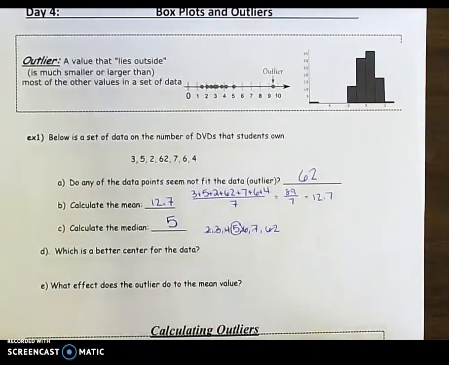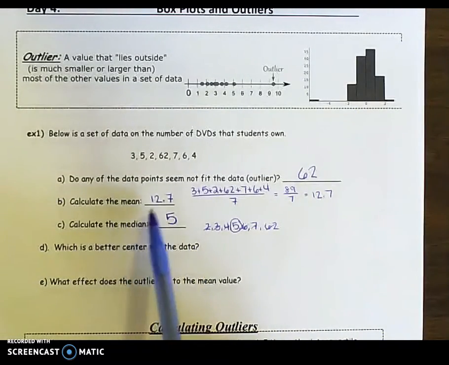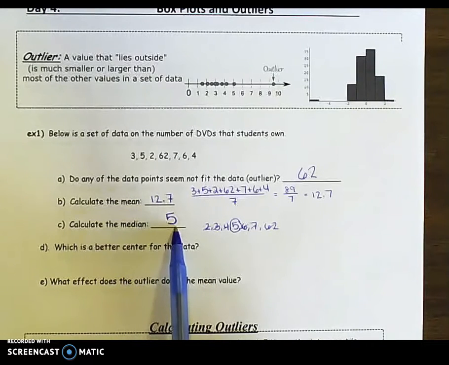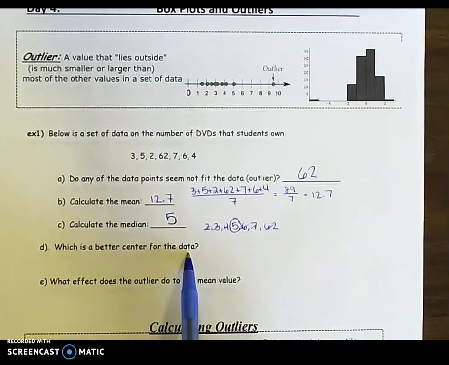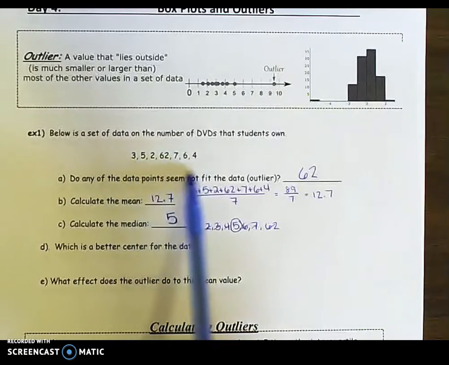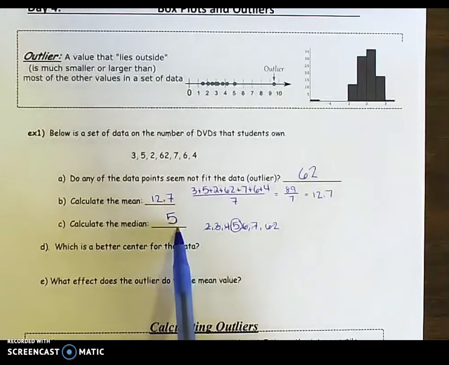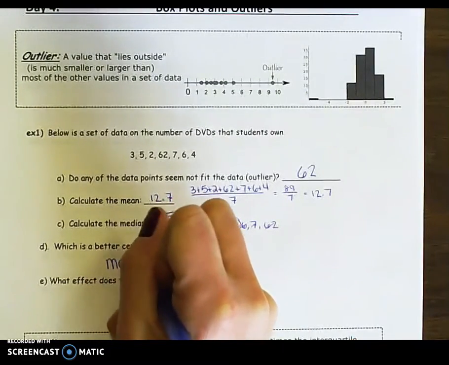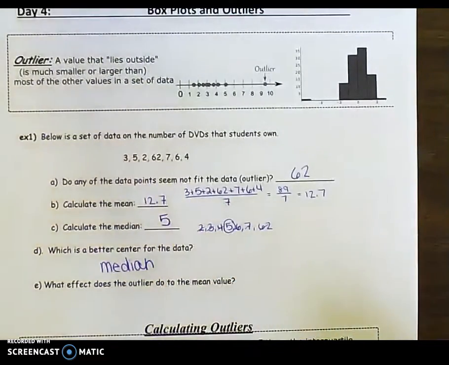All right, so let's go ahead and see if our values match up. I calculated the mean to be 12.7 and the median to be 5. So let's take a look. Which is a better center for the data? Well, if I take a look, 12.7, the mean, is still above most of these values. So I don't think that's going to be a very good center. So the best center here is going to be the median. 5 is definitely where most of the other data lies.